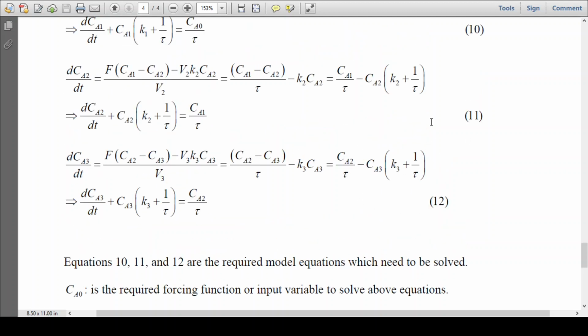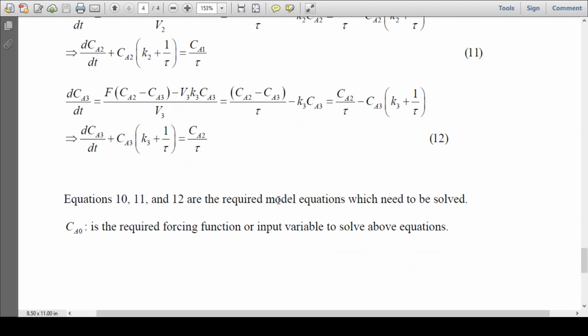So equations 10, 11 and 12 are the required model equations which need to be solved, and CA0 is the only forcing function, or you can say input variable, to solve these three equations simultaneously. You can use any solver, such as ODE45, ODE15s, ODE23 or MATLAB inbuilt solvers, to solve it and to generate the concentration profiles.